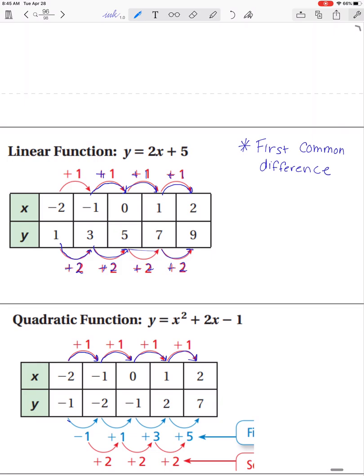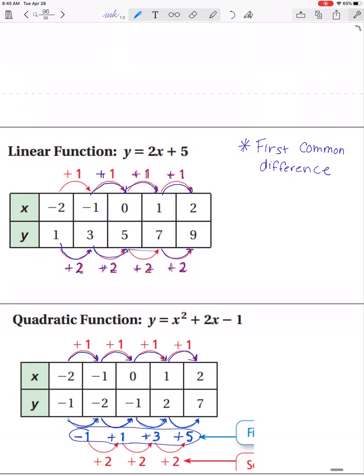How did I go from -1 to -2? Well, I subtracted 1. How did I go from -2 to -1? Well, I added 1. How did I go from -1 to 2? I added 3. And how did I go from 2 to 7? Well, 2, 3, 4, 5, 6, 7, you add 5. Now, if you notice, these are not consistent. So that's how we know it's not a linear function.